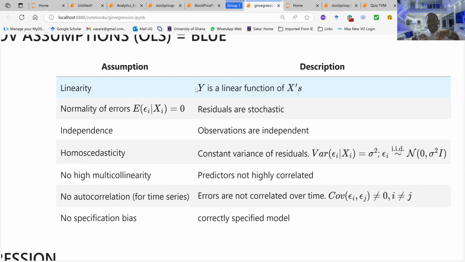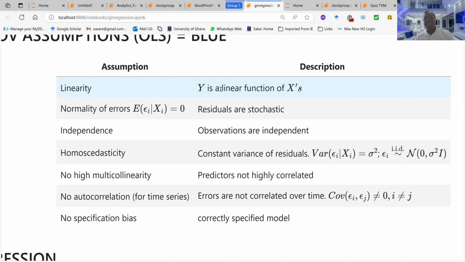If X is going up, Y is going up, it's still linear. It must follow that. But where X is going up, Y is going up, but also X is going up, Y is coming down, when it is like that, that is non-linear. We want the relationship to be linear. Most relationships are linear, but some are not. For regression to work, you've got to check for linearity.